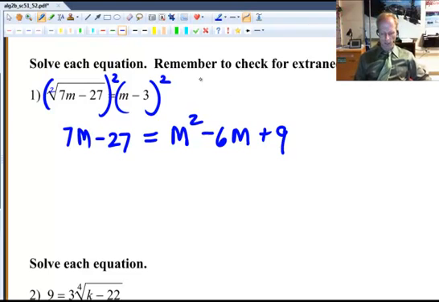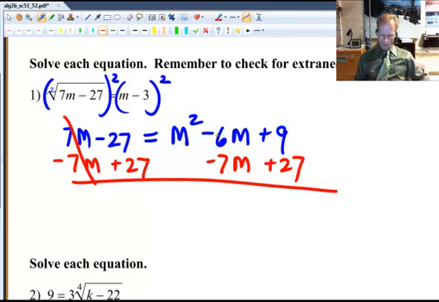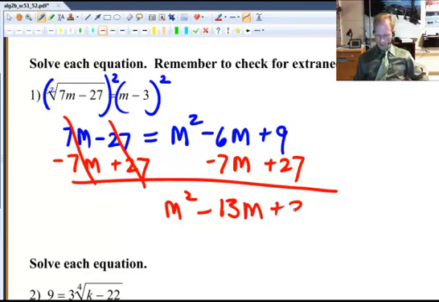Now I'm going to have a quadratic equation that I need to solve by factoring. And to do that, I need to move everything to one side of the equation. So I'm going to have to subtract 7m and add 27. Those drop out. Now I have m squared minus 13m plus 36 equals 0.